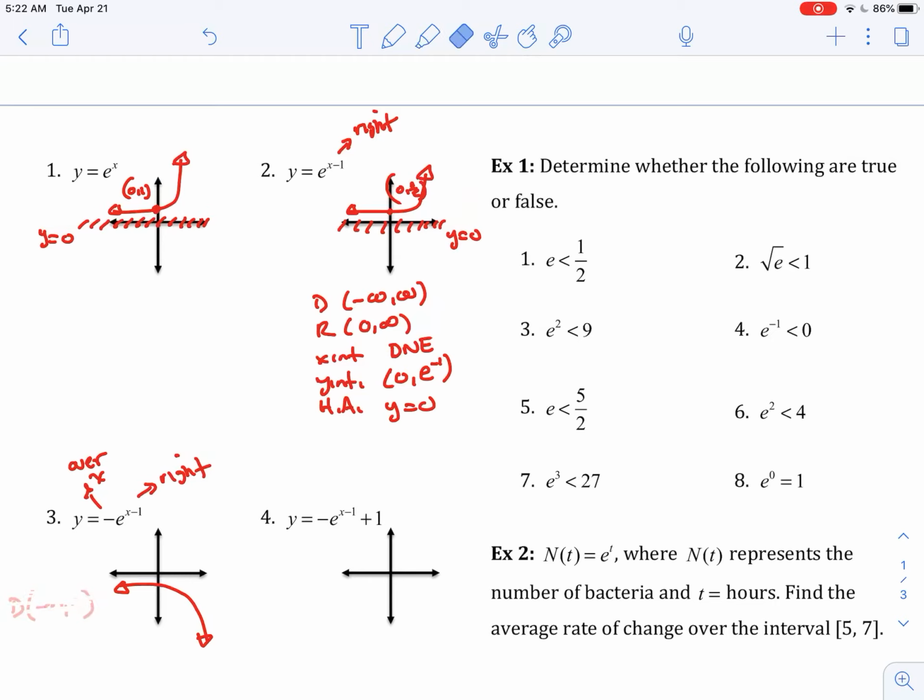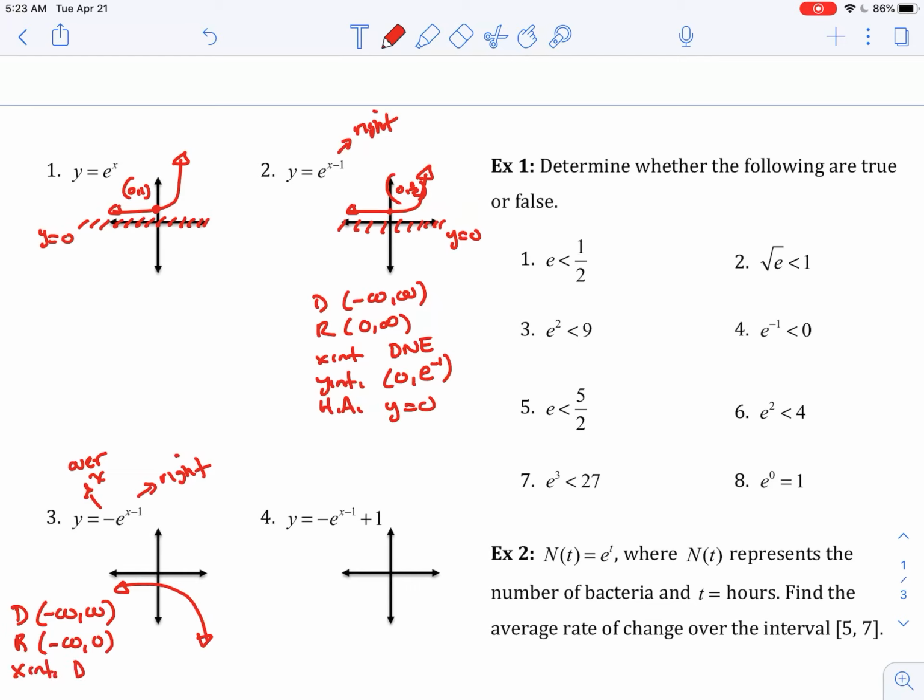Our domain now has shifted from negative infinity up to 0. Oh, take that back. I lied. Our domain, sorry, half asleep here. Our domain is still everything, negative infinity to infinity. Our range is negative infinity up to 0.